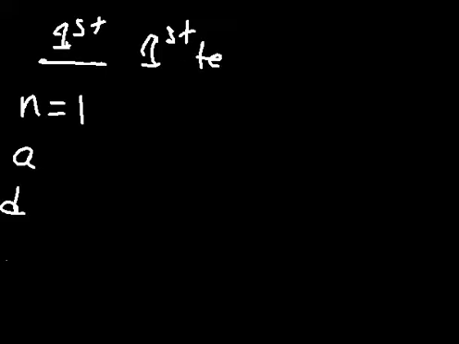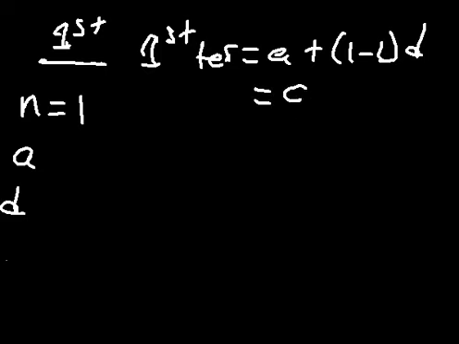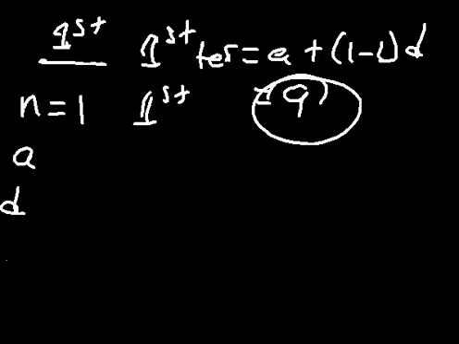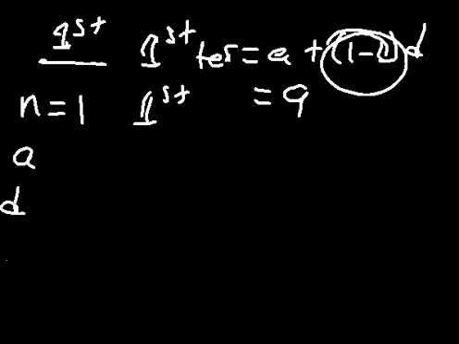For the first value, the number of terms is 1, and we don't know the first term or the common difference. But what would be the nth term formula for the first value? The term will be equal to the first term plus 1 minus 1 times the common difference, which is A. That is the nth term formula for the first value. No wonder the first term is symbolized as A, because for the first term the number of terms is 1.